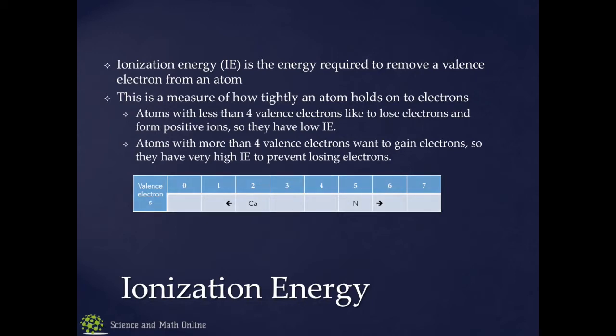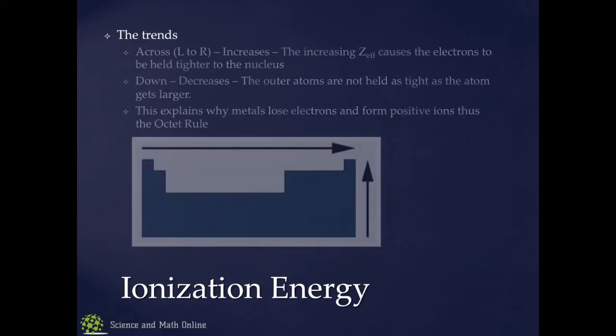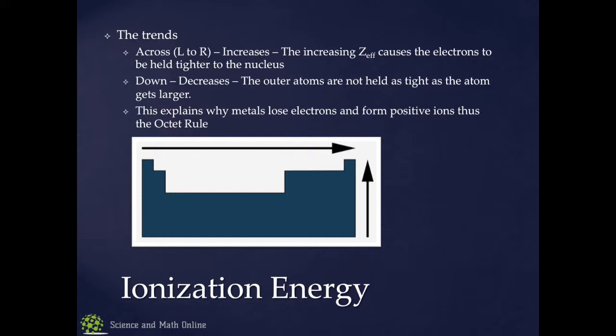So the trend itself works this way. So we say it increases going up and right, and it has to do with the effective nuclear charge and so on. The way it works going down and why, so for example, fluorine holds on tighter than bromine. And part of the reason being it's easier to pull off something that's bigger because that electron is so much further away from the nucleus.